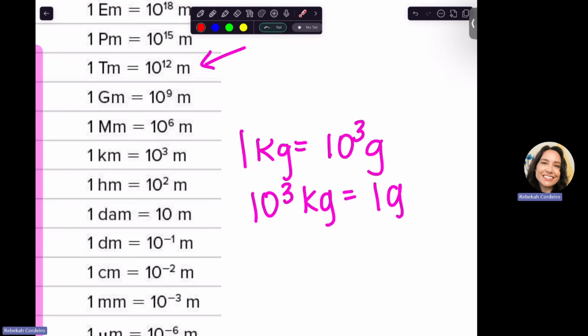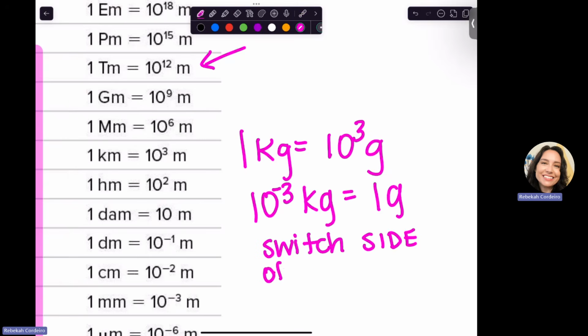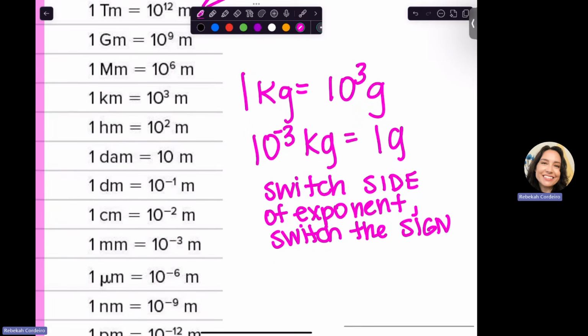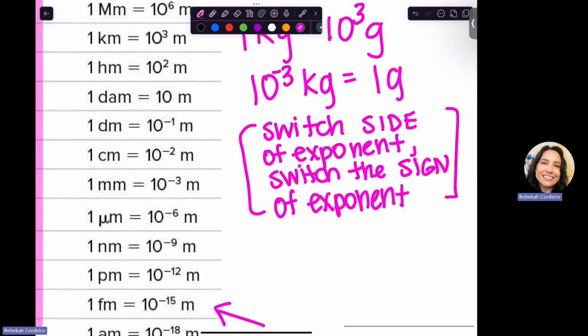If for some reason we do need to switch the side of the exponent, we switch the sign of the exponent. So if you need to switch the side of the exponent, you should also switch the sign of the exponent. So that's allowed. You can do that. You may see 10 to the negative 3 kilograms.